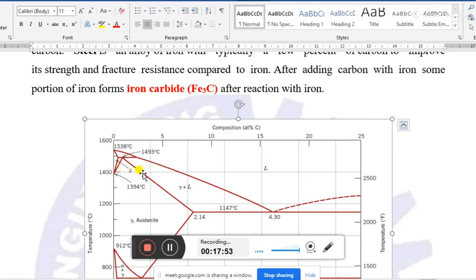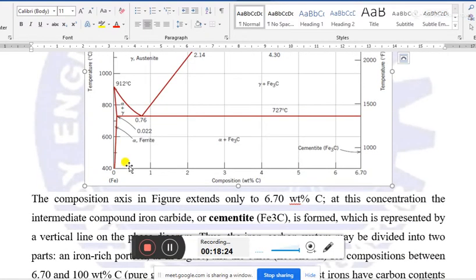That means at this position, the austenite or gamma iron will change its form to delta iron, and after this temperature, 1404 degrees Celsius, the iron will modify to delta iron, and delta iron has a large similarity with alpha iron or ferrite iron.